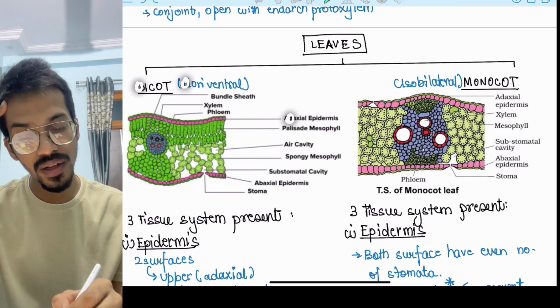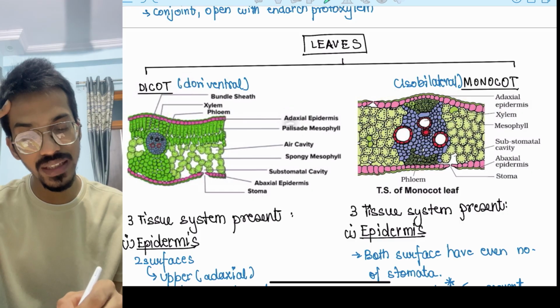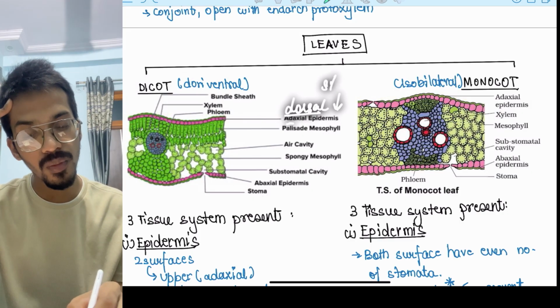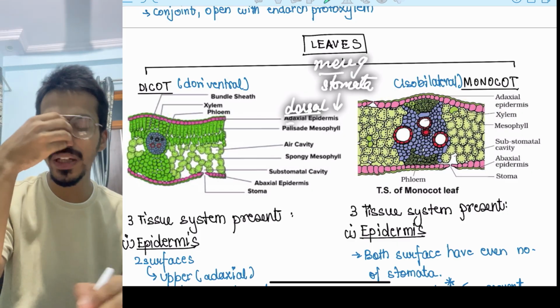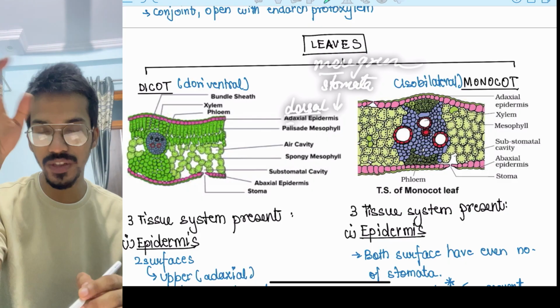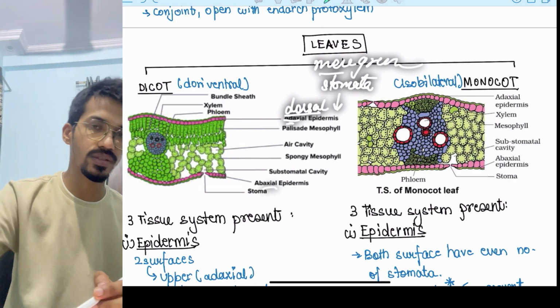Okay, so what is there? The dorsal side of the leaf, where fewer stomata are present and it is more green, would be what? That would be your adaxial surface. The abaxial surface would be vice versa, the opposite.